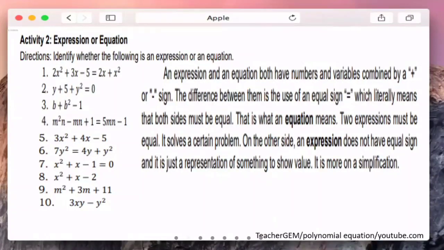So, expression muna tayo, yung mga expression natin dyan. Expression, equation. Expression po. Very good. Number 3, expression. Ano pa?